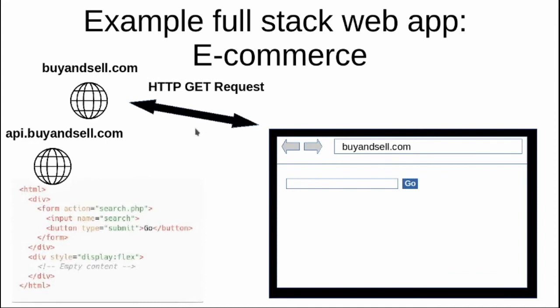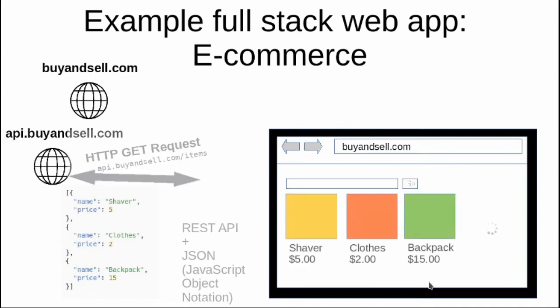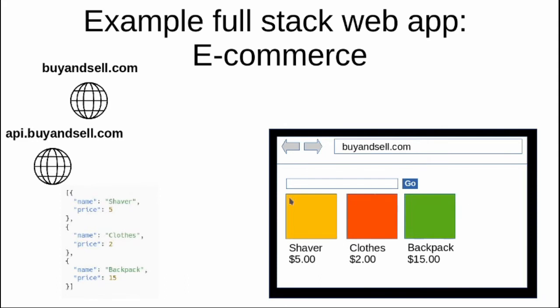We initiate an HTTP GET request here, and we only get the layout here, consisting of the search bar and the go button. And then it will go and load the initial data to api.buyandsell.com/items, and it will get something like this. This is called JSON or JavaScript object notation, consisting only data, not the layout. The web application will render the data and then it will finally show up the data.